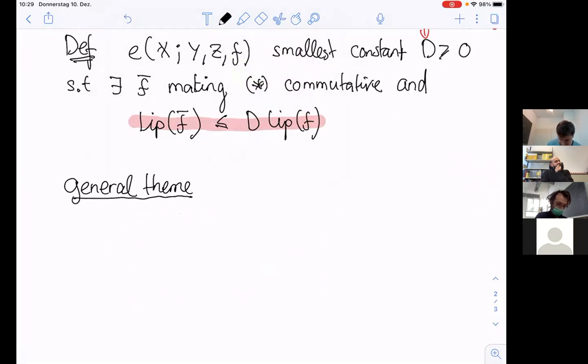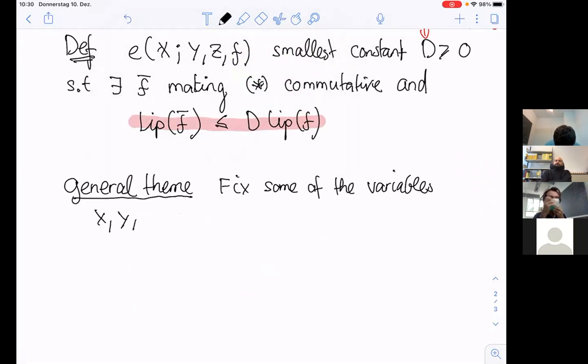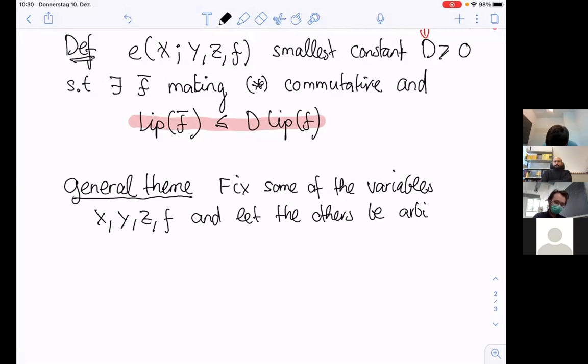So basically, we have this input x, y, z, f, and we fix some of the variables x, y, z, f, and let the others be arbitrary. So yeah, arbitrary means free.